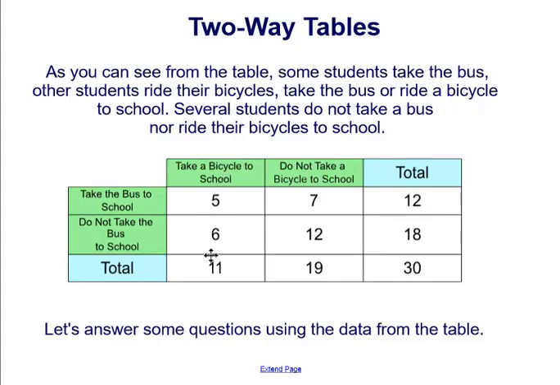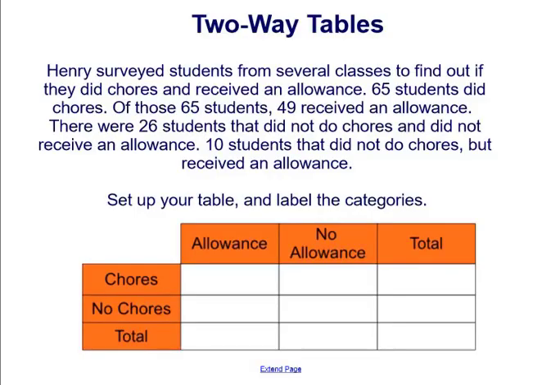We have to look at each row and column to decipher that information. So now we can answer some questions using the data from the table. Now let's go through the process and steps of making a two-way table.